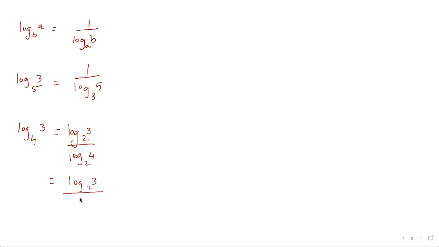Log 4 to the base 2 can be written further as log 2 squared to the base 2. So this is log 3 to the base 2 over 2 log 2 to the base 2. And log 2 to the base 2 is nothing but 1. So that's where the answer is log 3 to the base 2 over 2. This is your basic understanding that is expected for log properties. So this is basically the properties of the logs part.